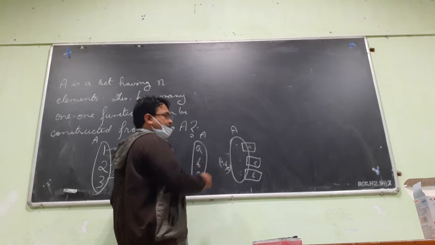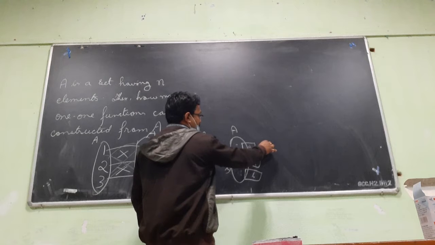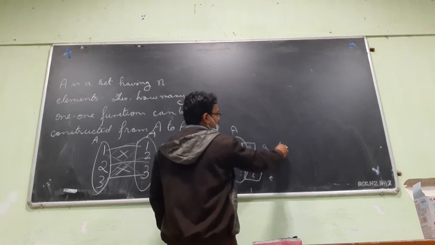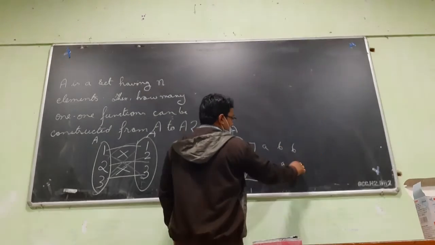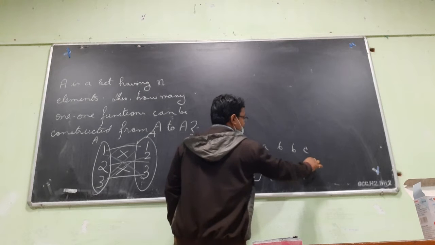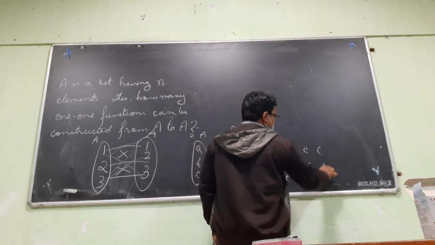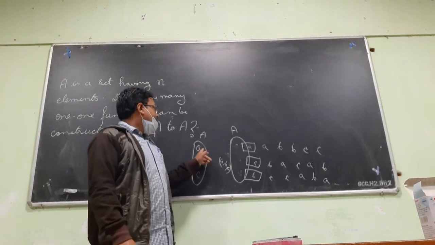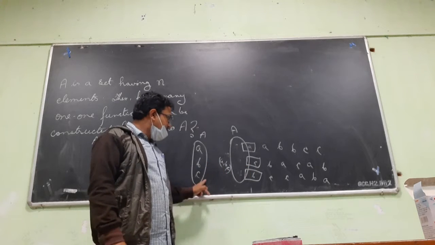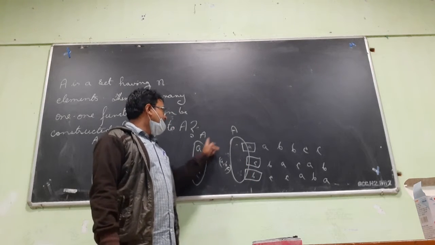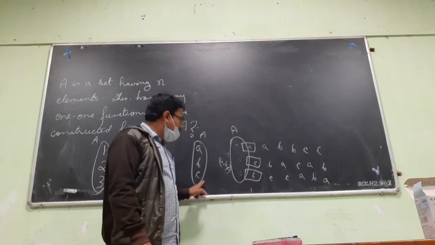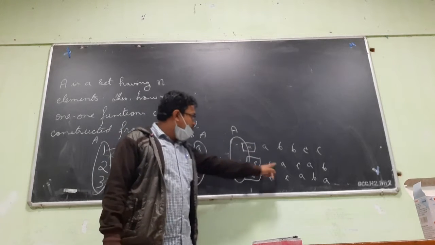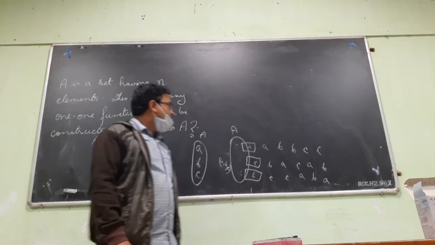So I can place A here, C here, B here. This is a function, right? I can place A here, B here, C here. This is also another function. Another function is, I can place B here, A here, C here. B here, C here, A here. All these are functions. Under the first function, A goes to A, B goes to C, C goes to B. Under the second function, A goes to A, B goes to B, C goes to C, the identity. Under the third one, A goes to B, B goes to A, C goes to C. Like that.